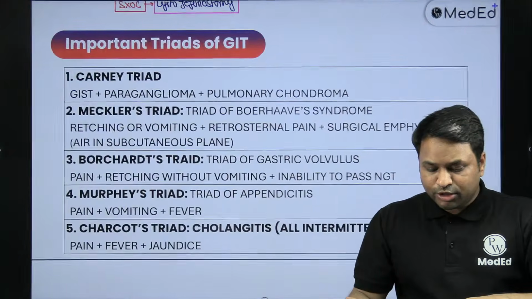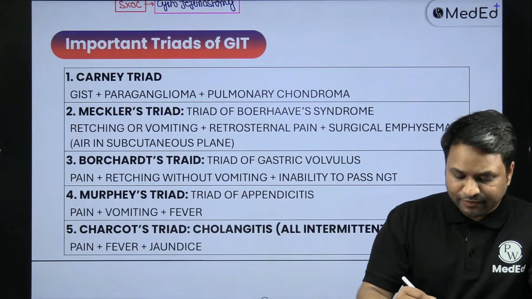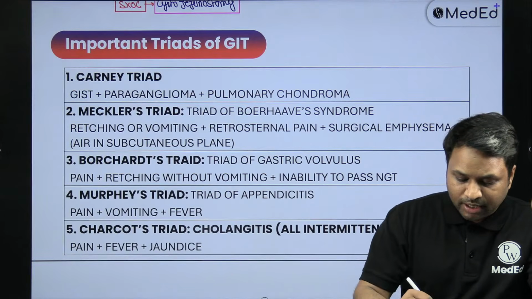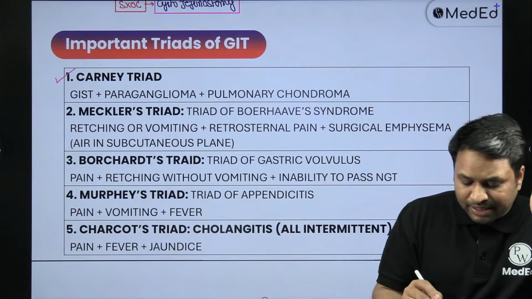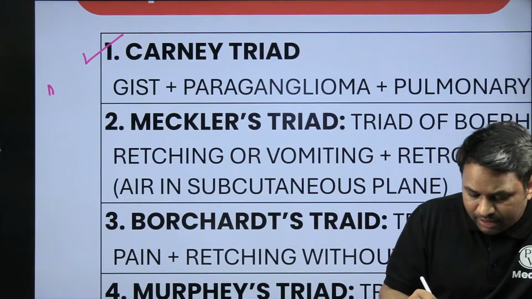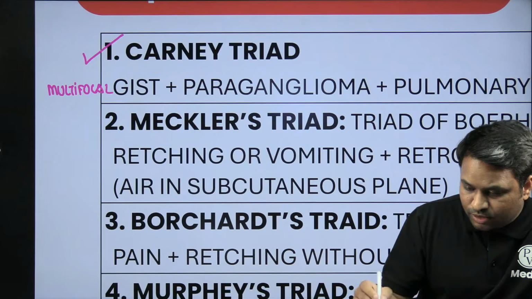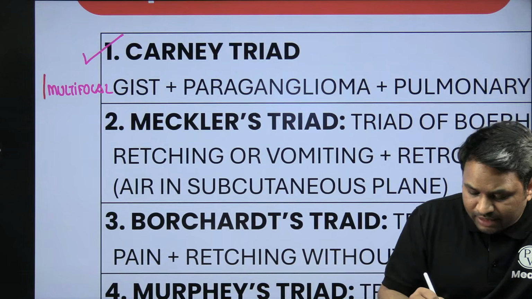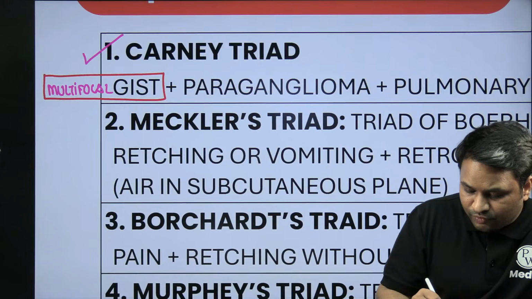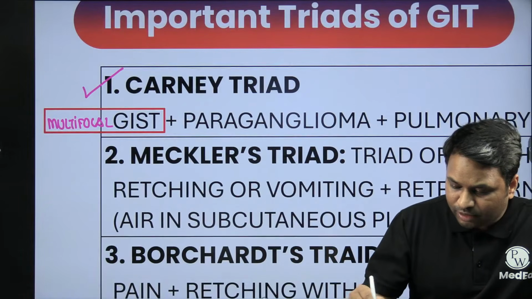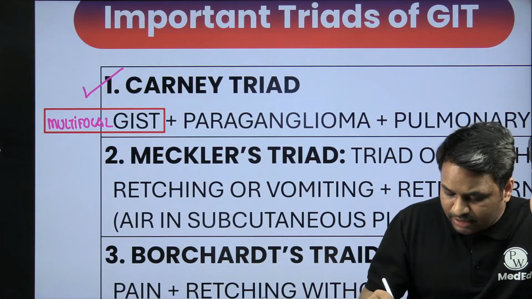Now, what are the important triads that they can ask you in the exam? The first one is your Carney's triad. So, Carney's triad, you have multifocal GIST, not just GIST, remember multifocal GIST, with extra-adrenal paraganglioma. These paragangliomas are extra-adrenal.